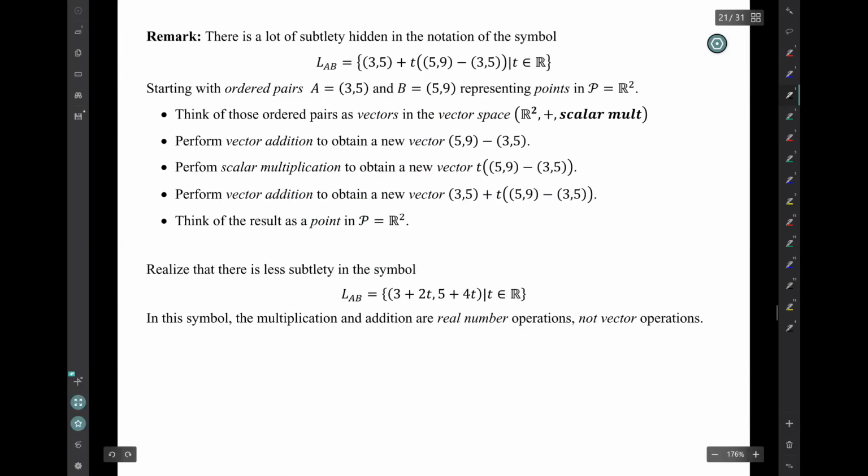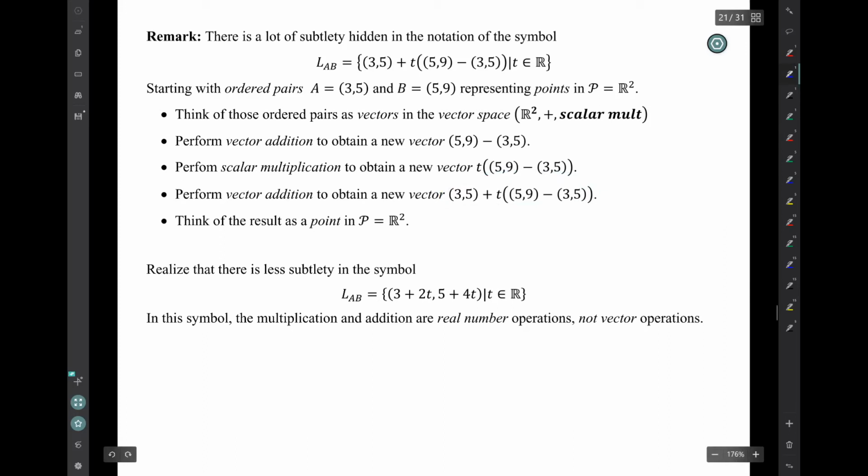Let's go on. Now there's a lot of subtlety hidden in the notation of that symbol. Starting with these ordered pairs representing points, you think of those ordered pairs as vectors in the vector space. And then you perform vector addition to get this new vector, 5, 9 minus 3, 5. And then you perform scalar multiplication to obtain this vector, t times that old vector. And then you perform vector addition again to obtain this new vector. And then finally, you think of that result as a point. You go back to thinking of ordered pairs as points.